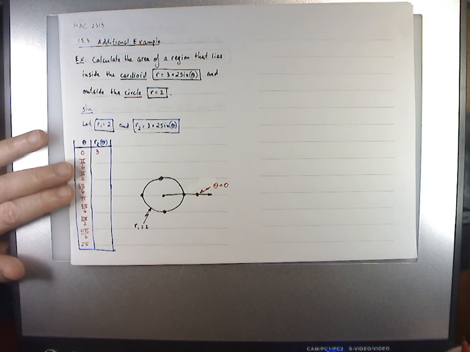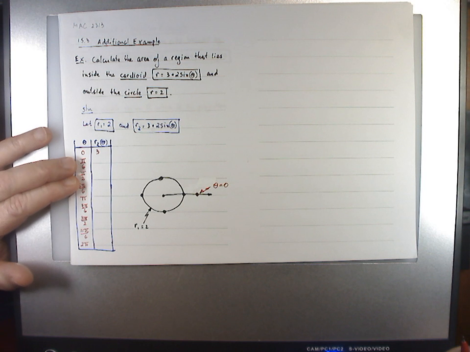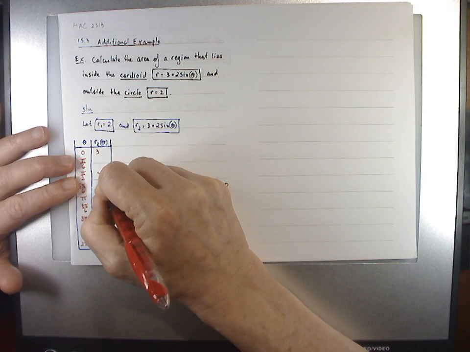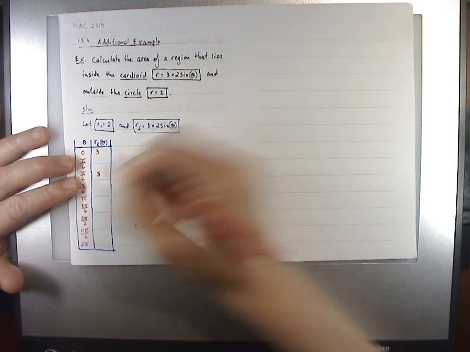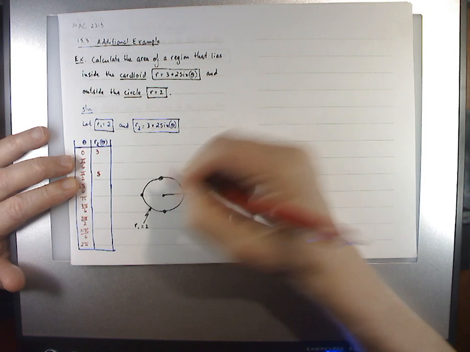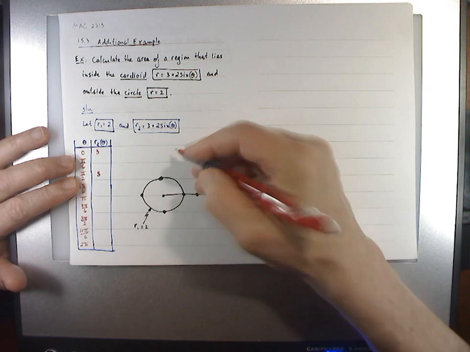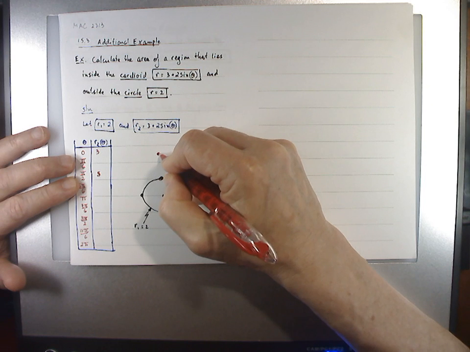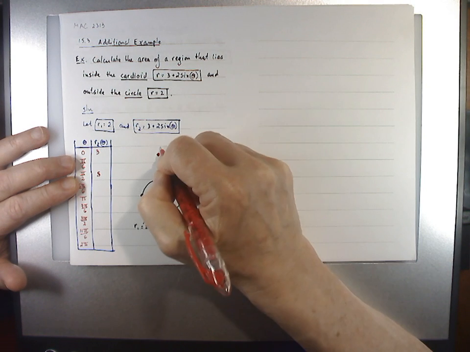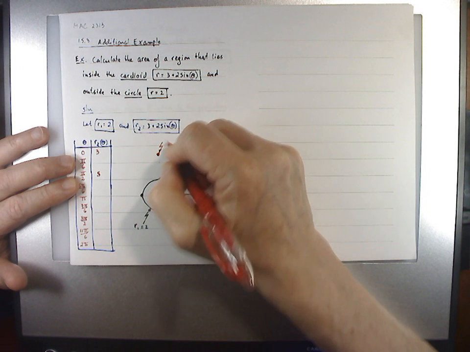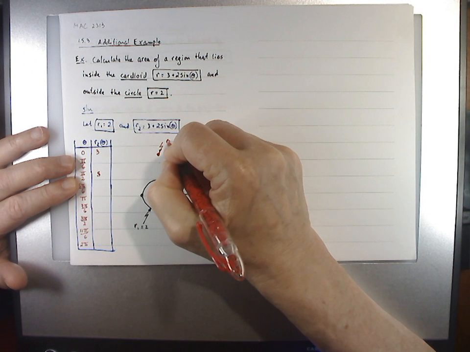I'm going to skip pi over 6. I'm going to go to pi over 2, which is a little bit easier. Sine of pi over 2 is 1. So we have 3 plus 2, and the corresponding value of R2 is 5. So pi over 2 is upward. This is R equals 2, this is 4, so 5 will be right here on top. At this point, R equals 5 and theta equals pi over 2.